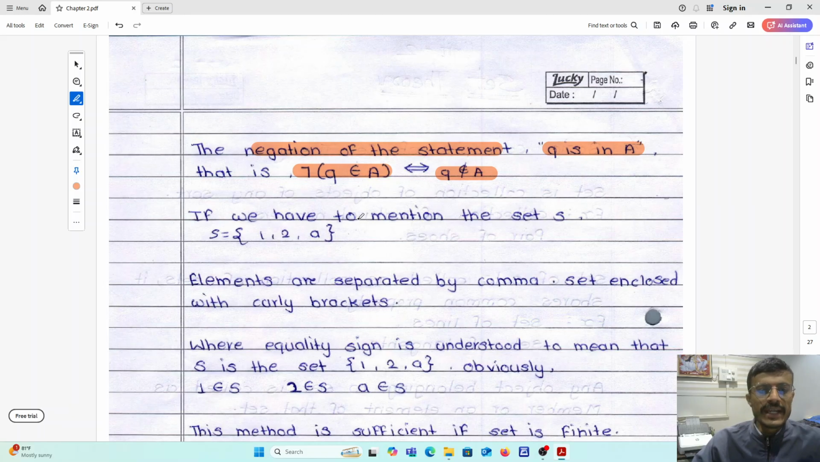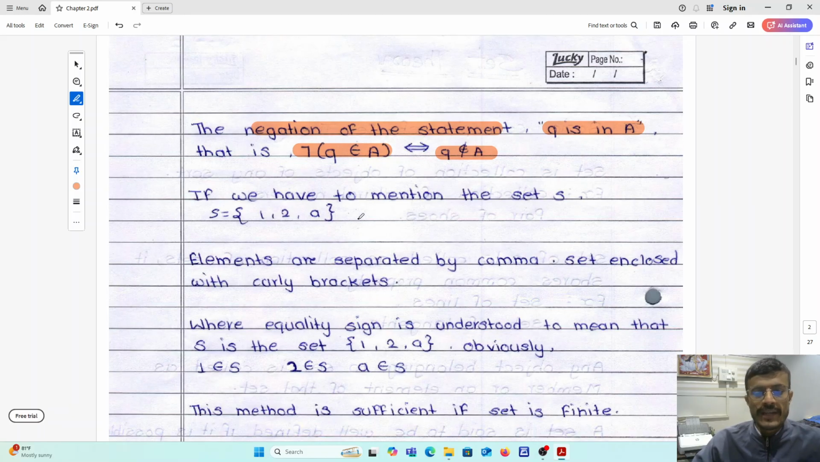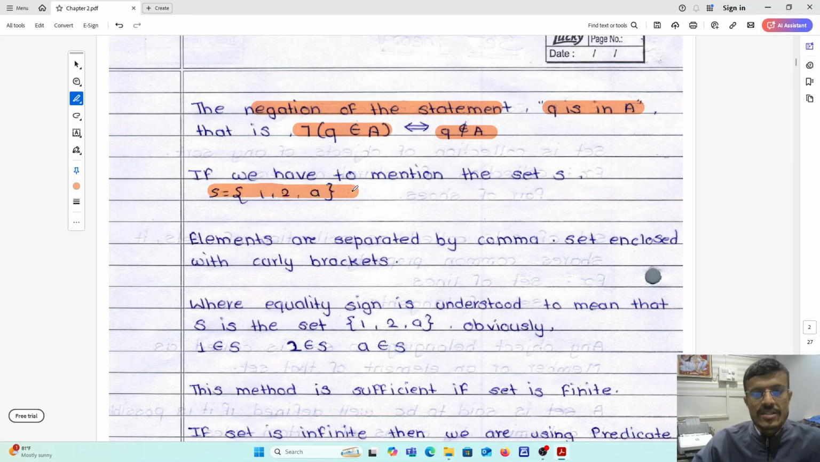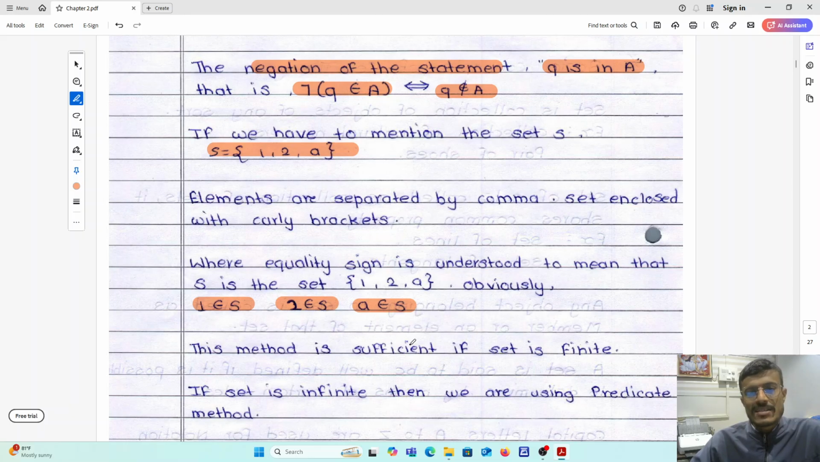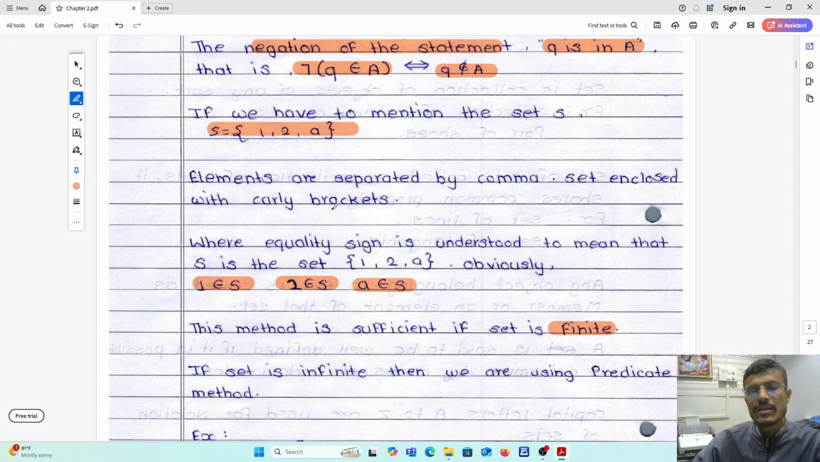We have to mention the set S is equal to 1 to a. If I take one set S equal to 1 to a, these are the members of S, then you can mention here 1 belongs to S, 2 belongs to S, and a belongs to S. Means 1, 2 and a are the elements present in the set S. And this is the method which is used for a finite set, because it contains a finite number of elements.